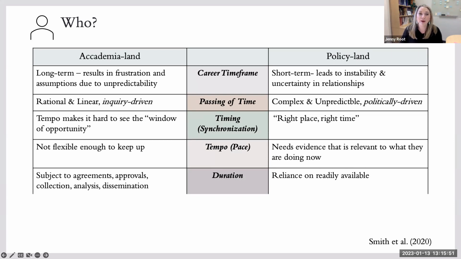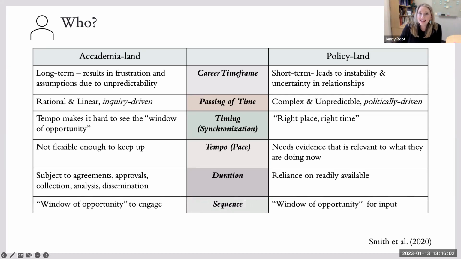And then the duration: they need something that is there right then, versus something that's going to be this whole long research process that relates to the sequence. So the order that we have things, if our data or our stories aren't there right when it's time to engage, then we may not be fitting into the policy cycle if we are thinking about it very narrowly.